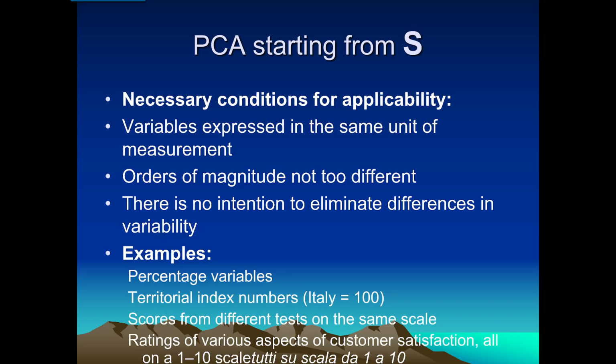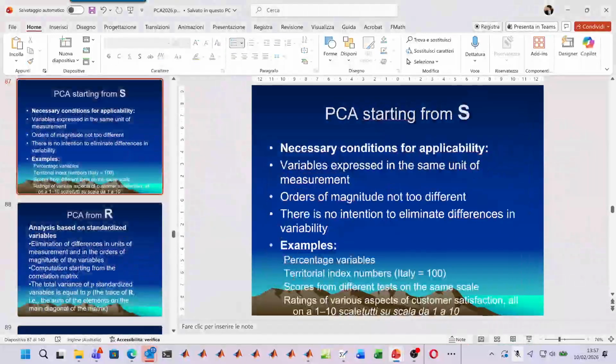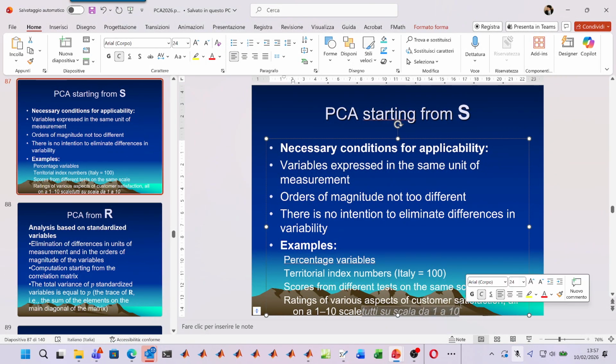On the other hand, sometimes you don't want to eliminate the difference in variability. For example, the variables are percentages. They all already are between 0 and 100. Or it could be that you have territorial index numbers. For example, you have that the average is 100, then you have 120. This means that in that particular region, the value is 20% greater than the average. Or you have ratings. All the variables are on the same scale, from 1 to 10. All variables on the same scale.